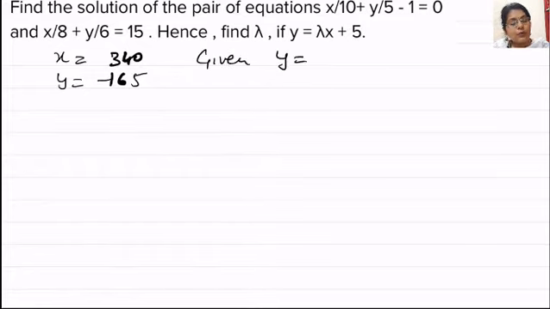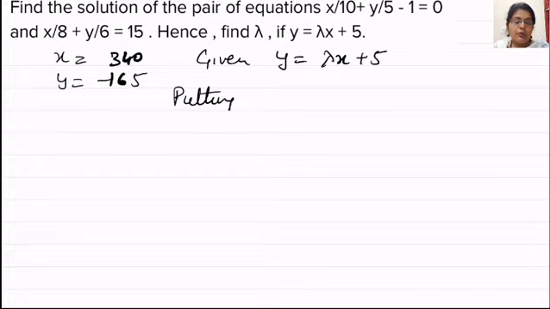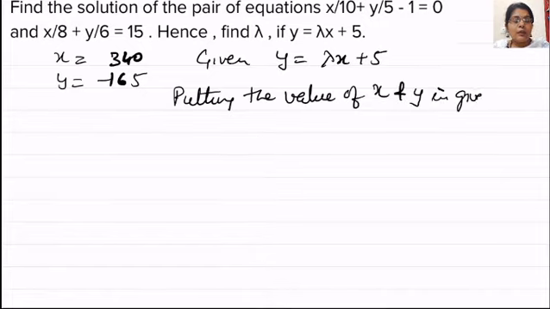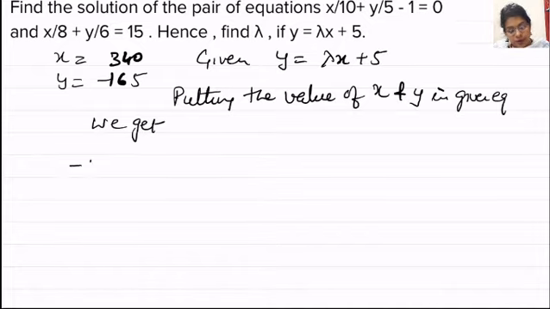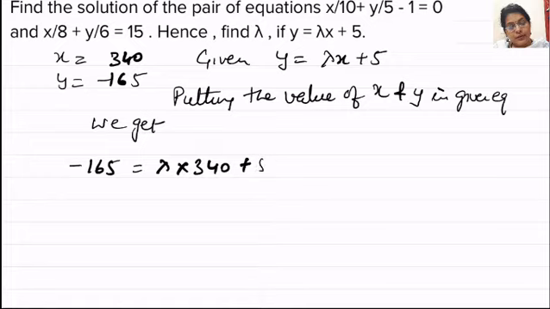Given y is equal to lambda x plus 5. Putting the value of x and y in the given equation, we get y equal to, the value of y is minus 165, lambda into 340 plus 5.